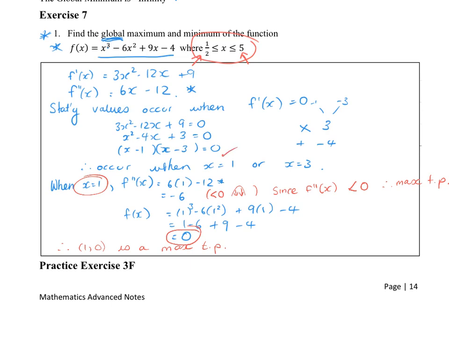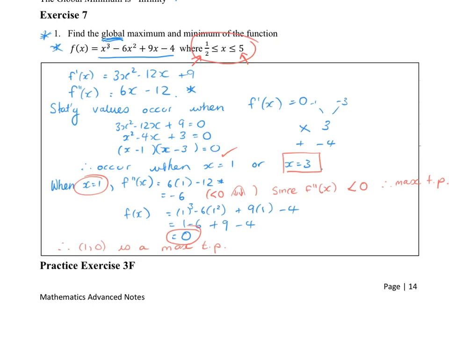We've done that one, so now we've got to do exactly the same process for when x equals 3. So when x equals 3, what does the second derivative equal? Remember, putting it into this one, 6 lots of 3 minus 12, which is 18 minus 12, which is 6.